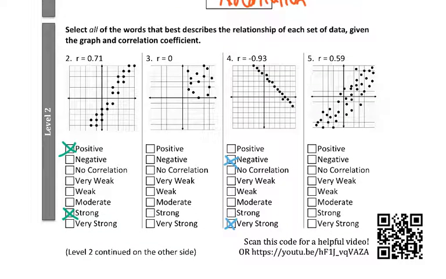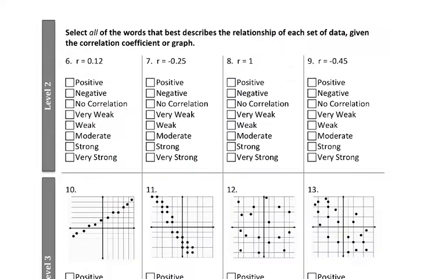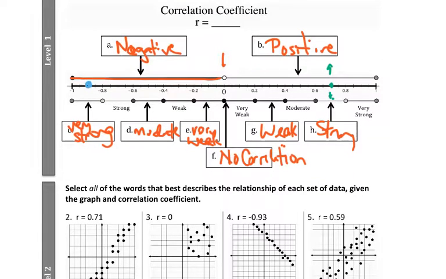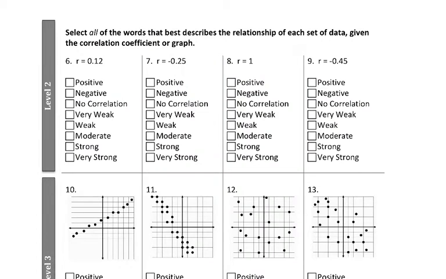Alright, let's go. Oh yeah, level 2 continued on the other side. Let's keep going. Question 6. Let's see, 0.12. So if I were to look at that on the number line, 0.12 is going to be about right here. So that looks like it's positive and very weak.